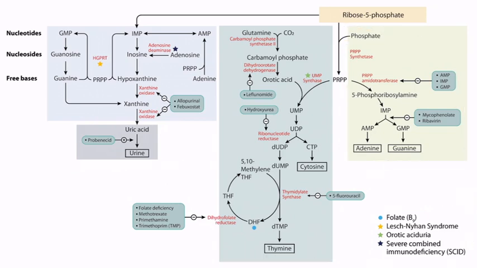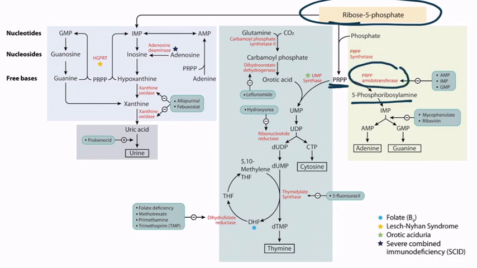Recall that ribose 5-phosphate is synthesized from the HMP shunt. From here, ribose 5-phosphate can be used to make 5-phosphoribosyl 1-pyrophosphate, or PRPP. PRPP can then be converted to 5-phosphoribosylamine, right here, by the enzyme PRPP imidotransferase. From here, inosine monophosphate is formed. You can see IMP right here.